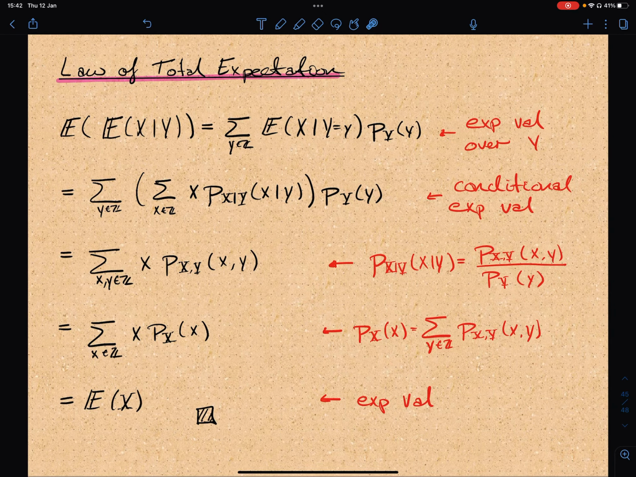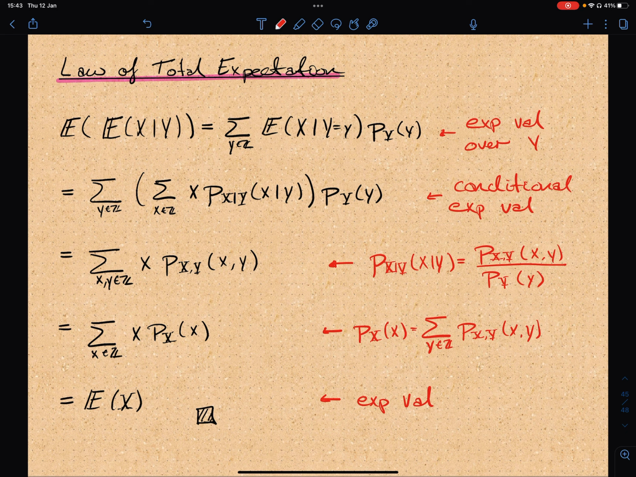One of the properties of this conditional expected value is the law of total expectation. This is similar to the law of total probability, when we computed the probability of a certain event by considering different cases and considering the conditional probability given each case and weighing it by the probability of that event.